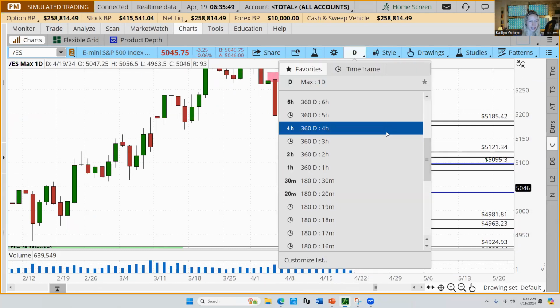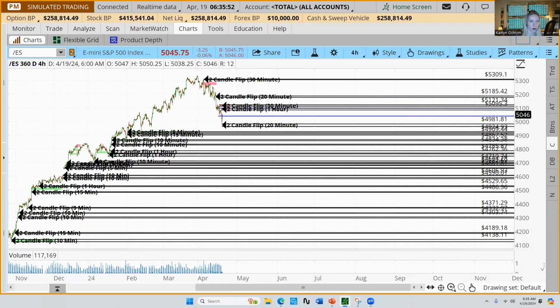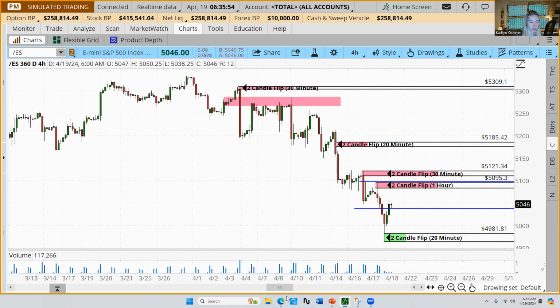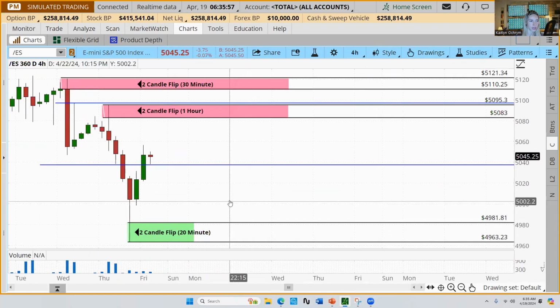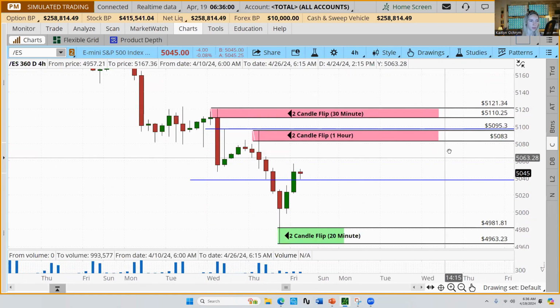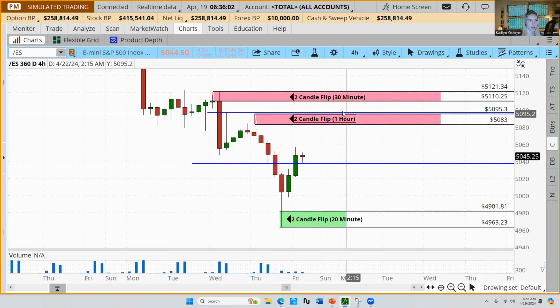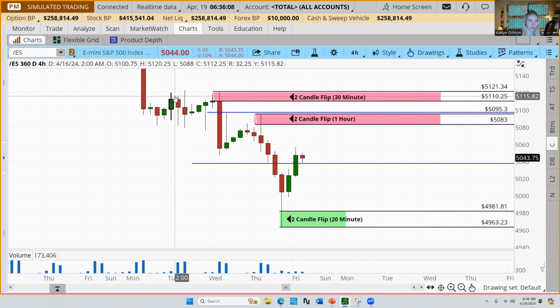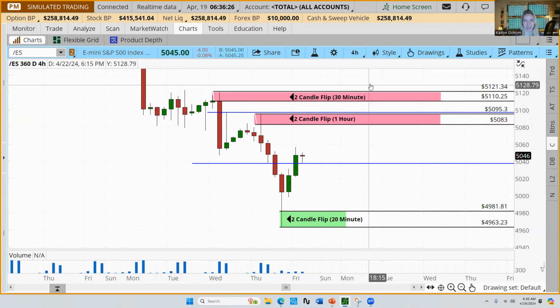So let's take it down a notch. Go from a 4-hour to a 1-hour. Cleaning it up a bit. All right. Can you guys see and understand where my 2 candle flips are? You look left. 2 candle flips are in what? 2 candle flip, 2 candle flip. Those are located in, yeah, those wick areas. Good job, Patrick, Tom.